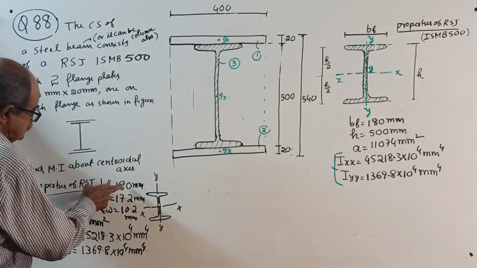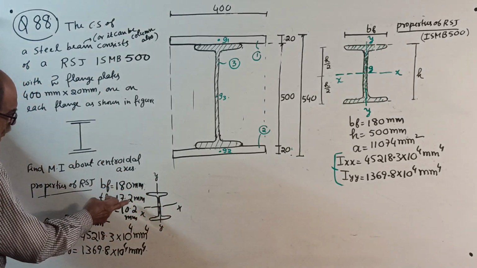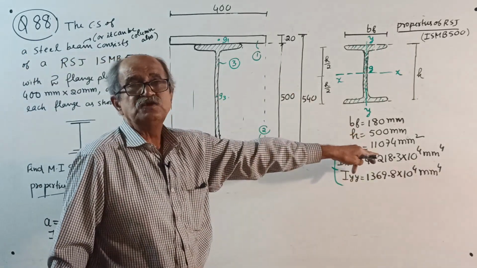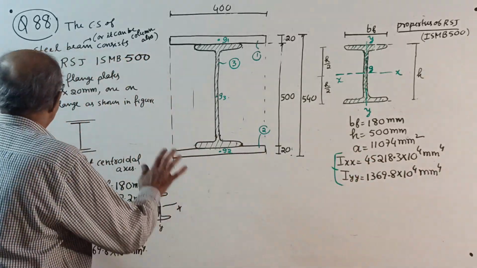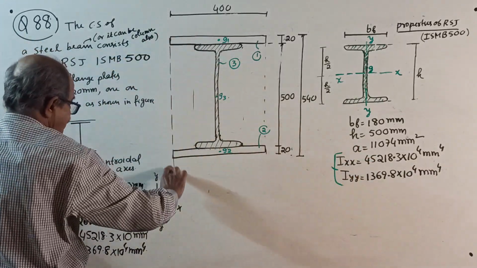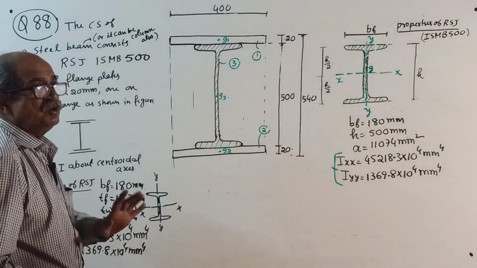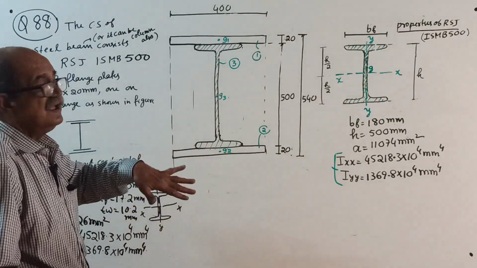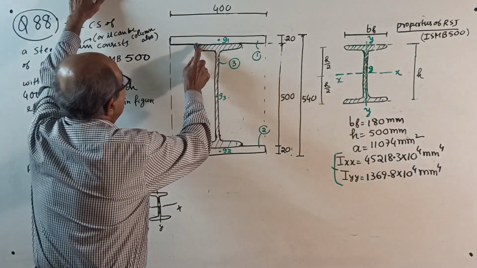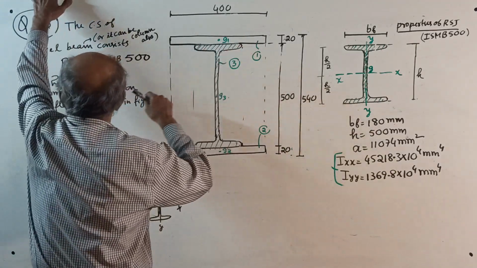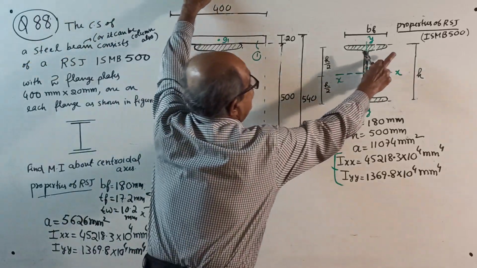Now see, so many things are given. Some of them are not required. So when I solve this, you should copy the question as it is. Don't write anything first. First you copy the question, then you write the solution. At that time, draw a neat sketch. See, the I section. See, this is ISMB 500.